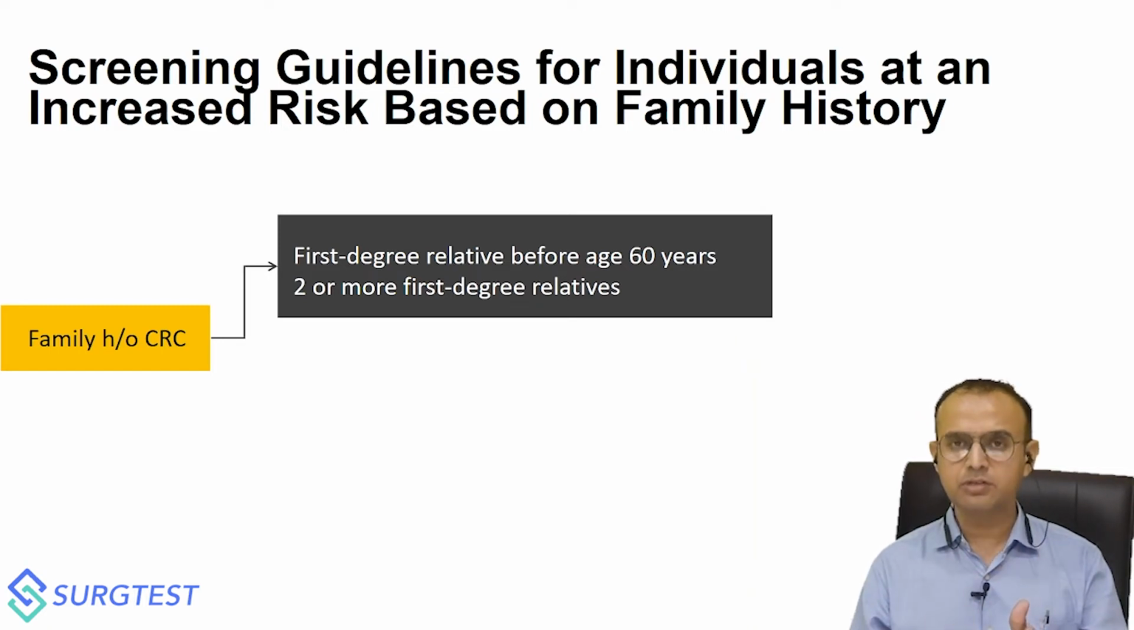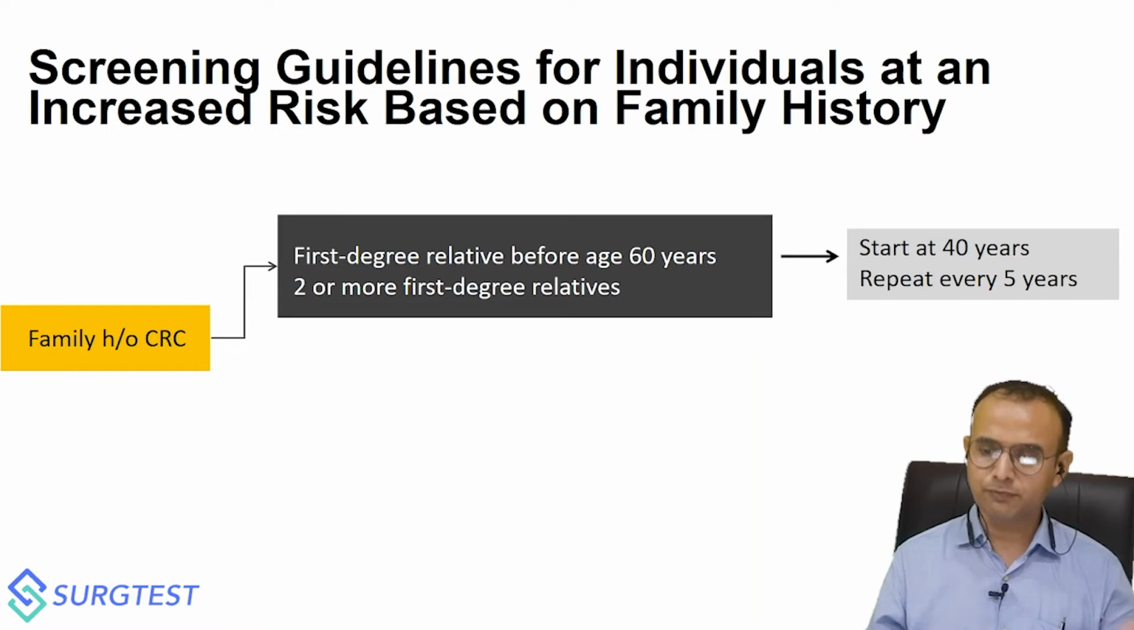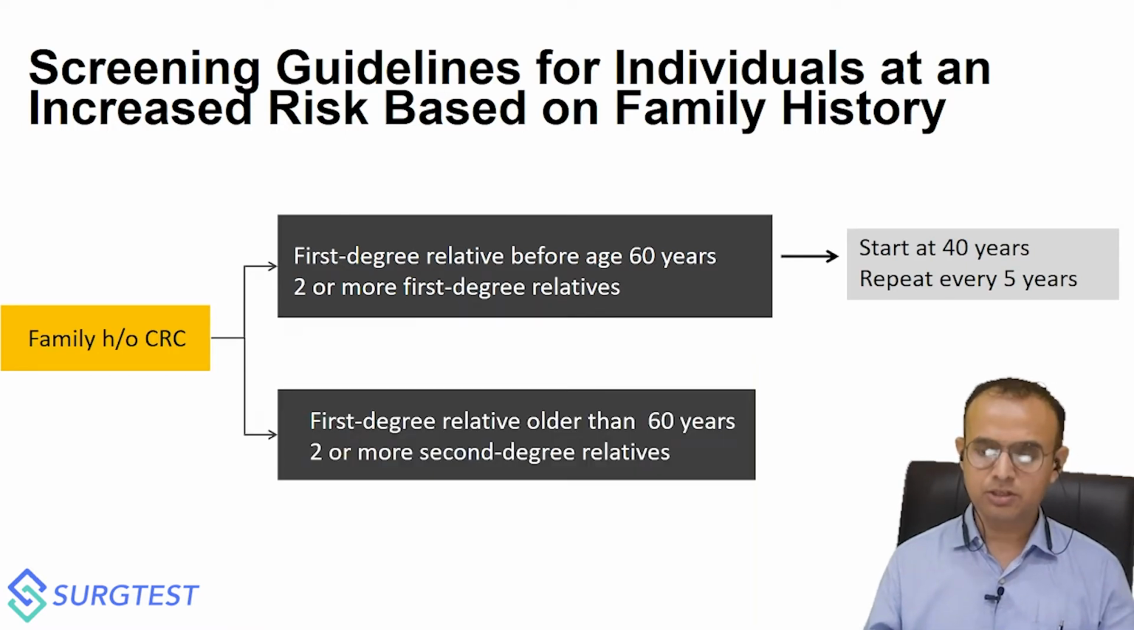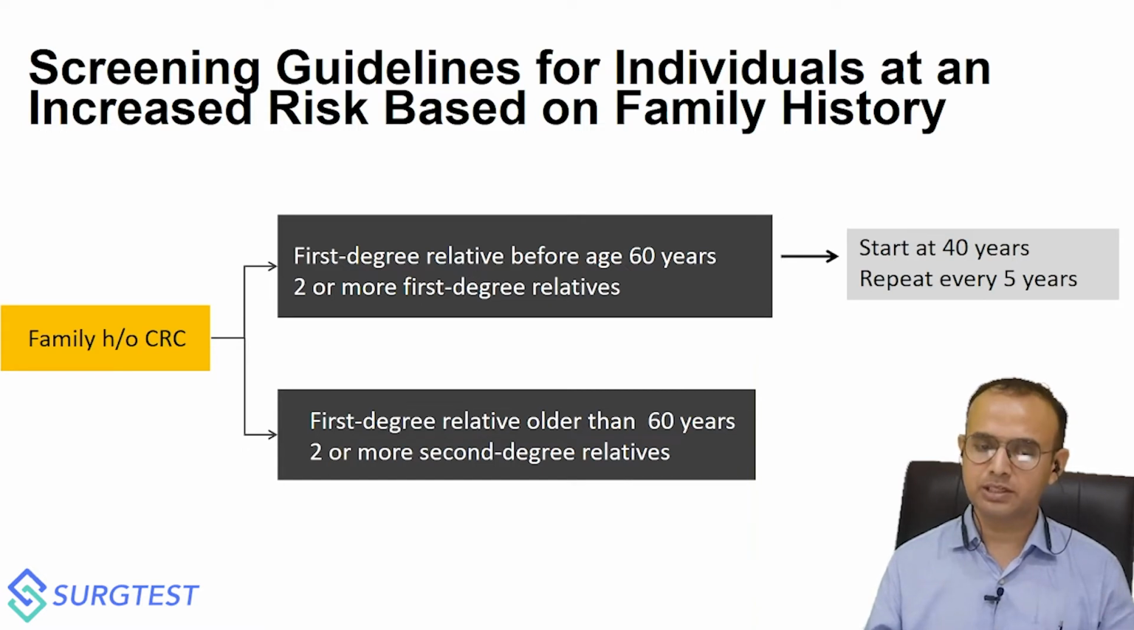If the first degree relative is younger than 60, but two or more first degree relatives are there, then we need to start at 40 but repeat every 5 years. If the first degree relative is older than 60, or two or more second degree relatives, in those cases we can start at 40 but repeat every 10 years.